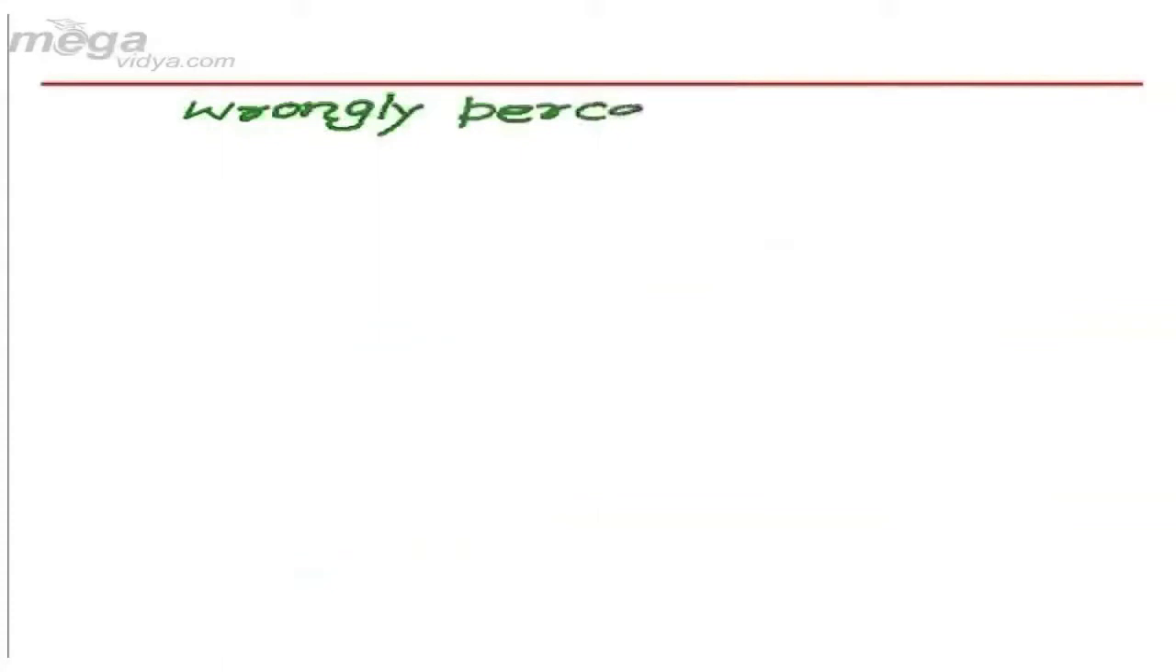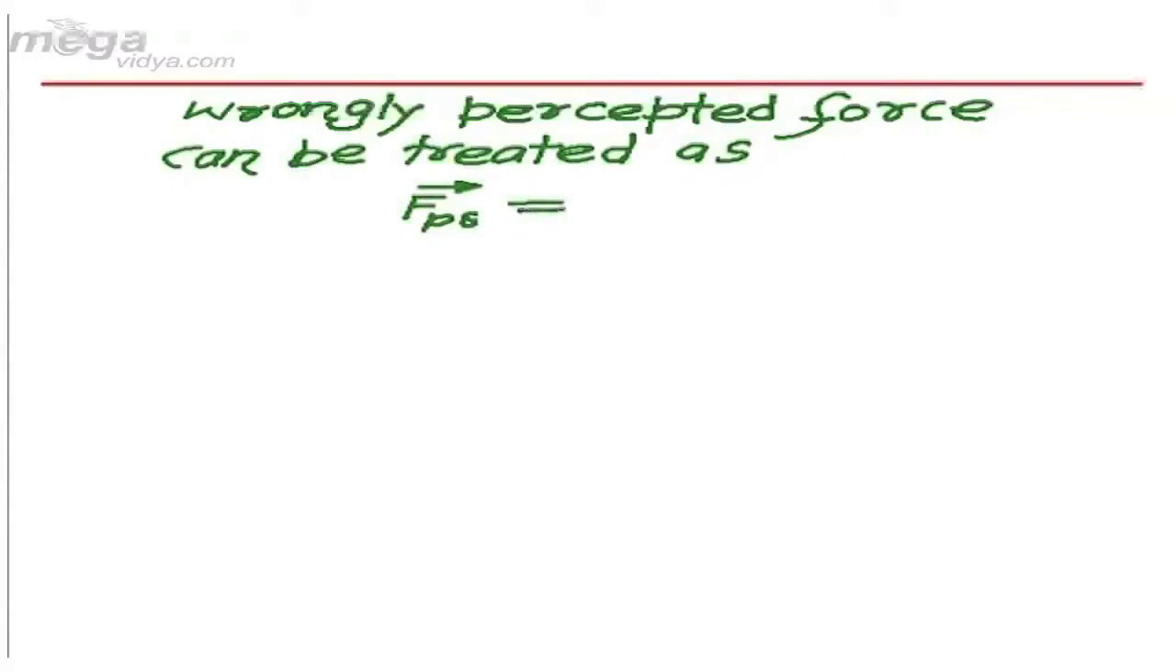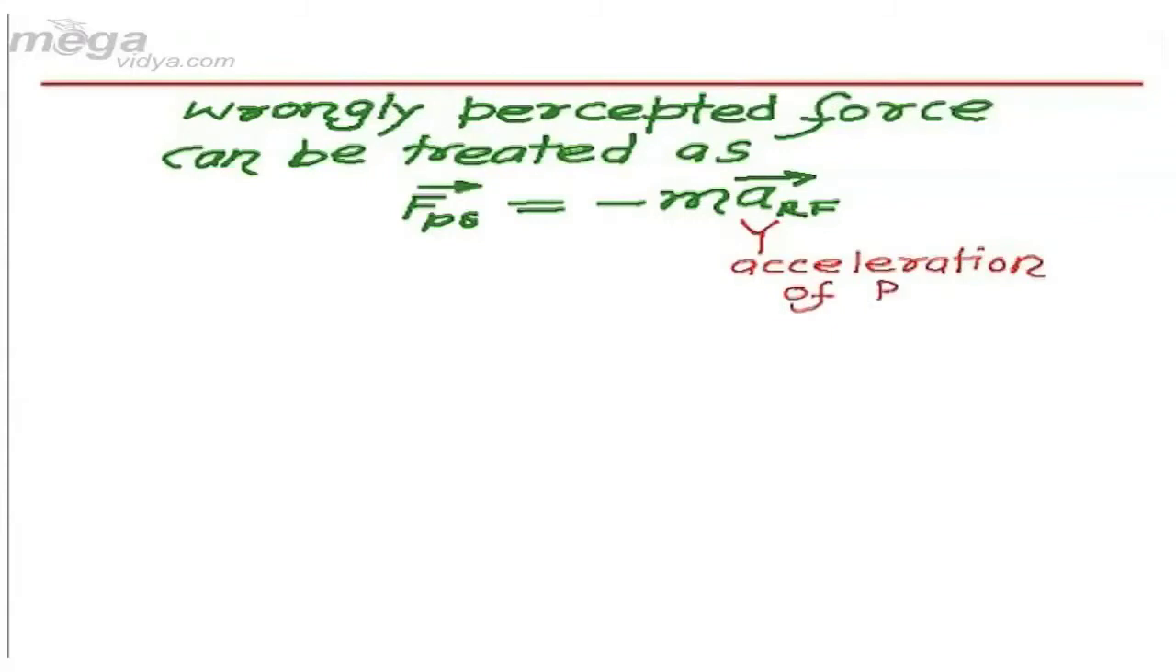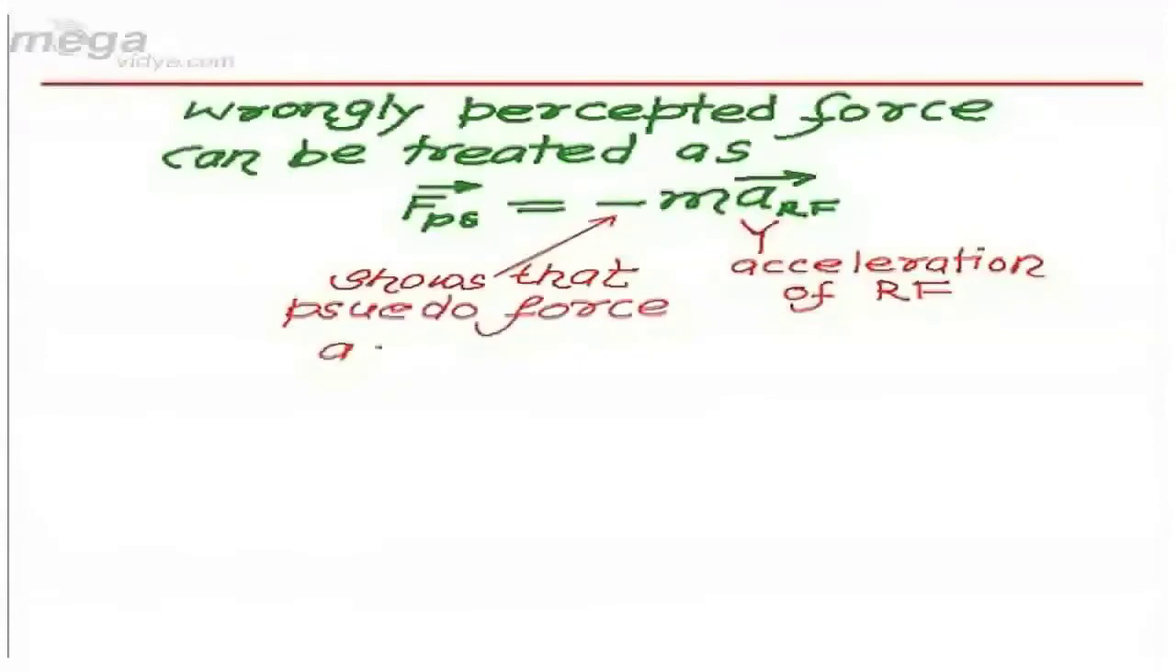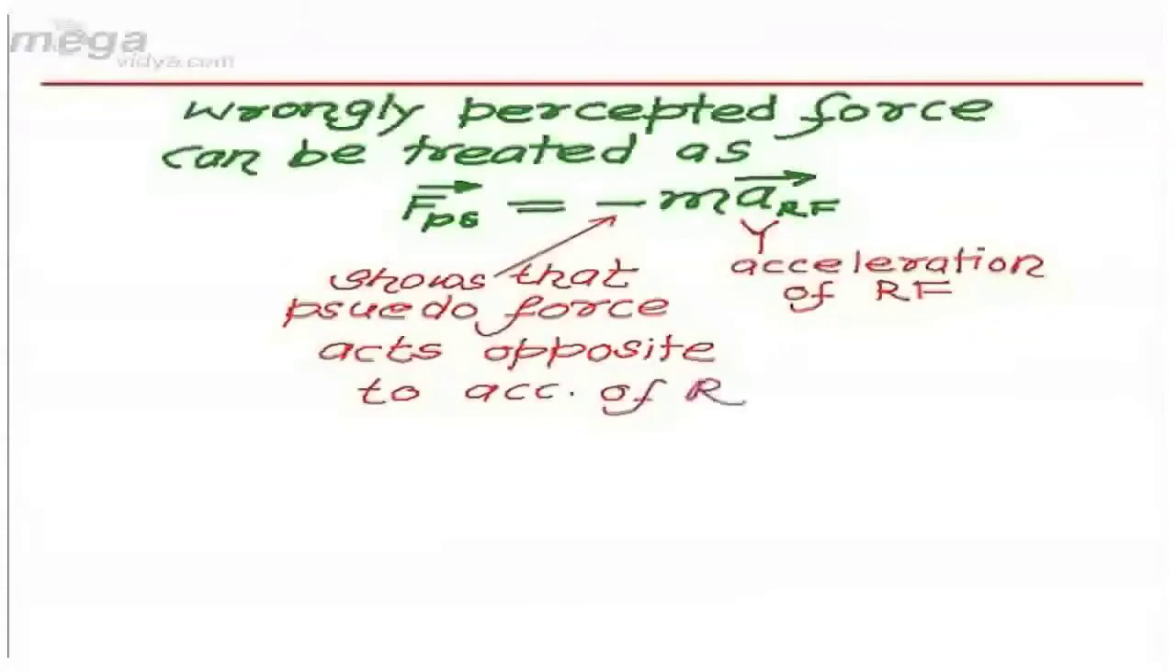Wrongly perceived force can be treated as F_ps equal to minus of mass into acceleration of reference frame. Here we can say this is the acceleration of reference frame, and the minus sign used here shows that pseudo force acts opposite to the acceleration of reference frame.